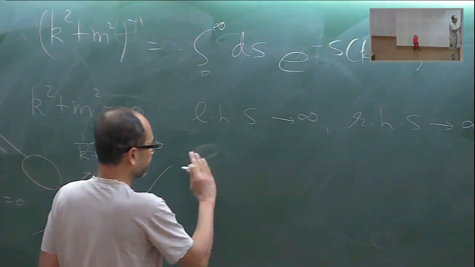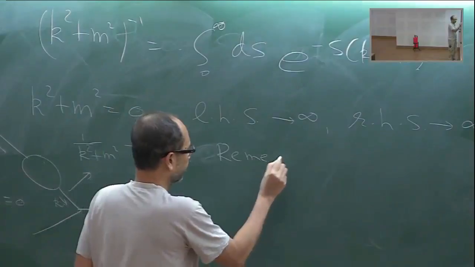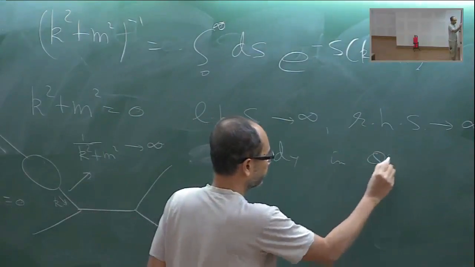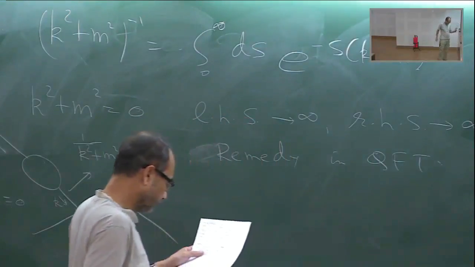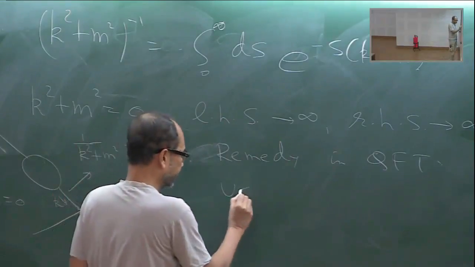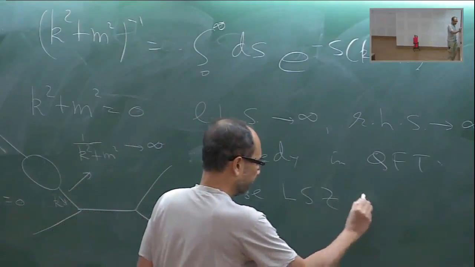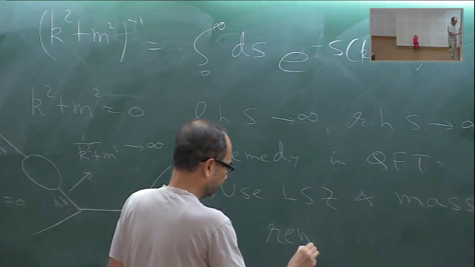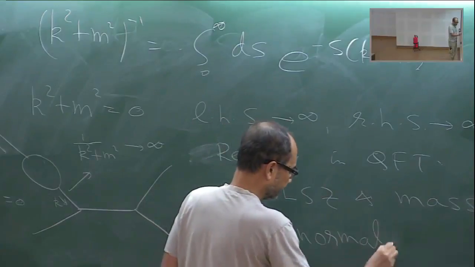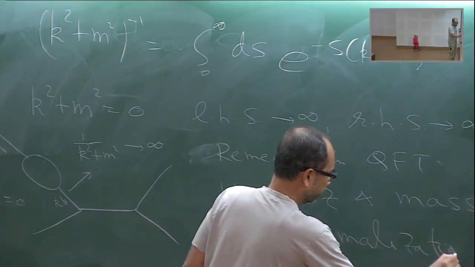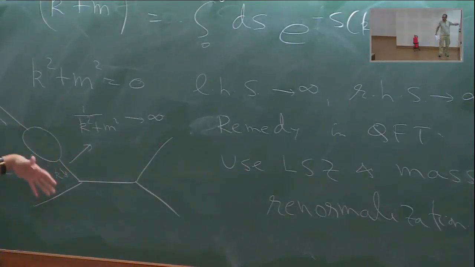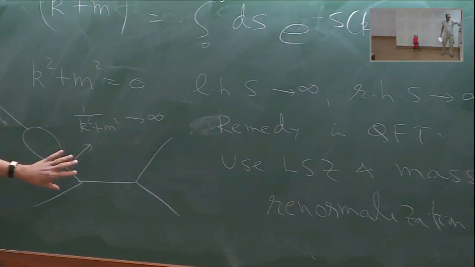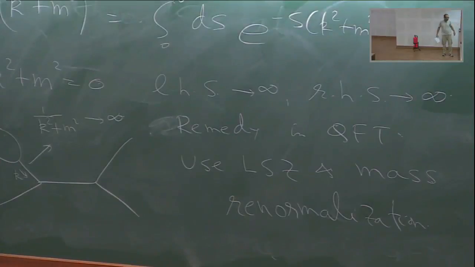The remedy in QFT is to use LSZ and mass renormalization. So you basically use the resummed propagator and you don't use external propagator at all. Instead of that you just ignore all diagrams of this kind. Use the appropriate renormalized mass for the external particles and put an appropriate wave function renormalization factor here.